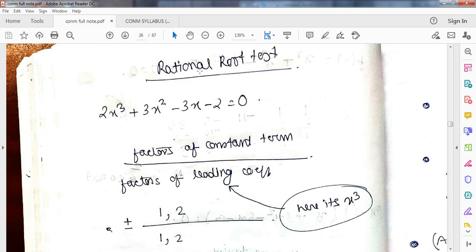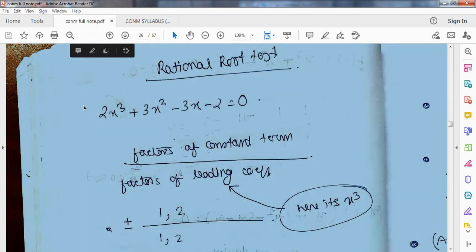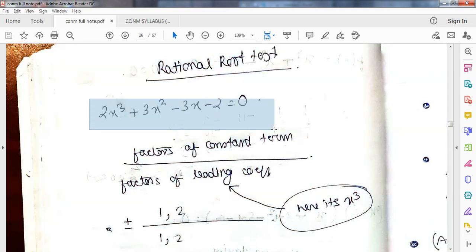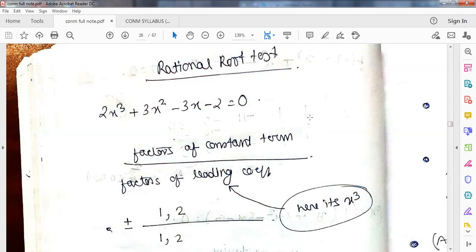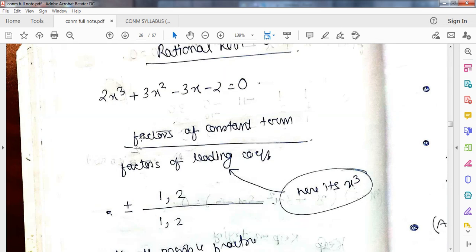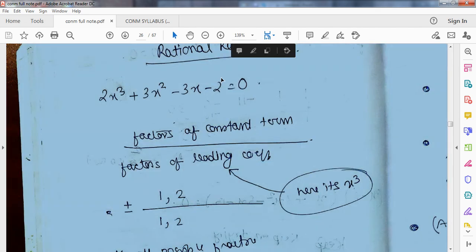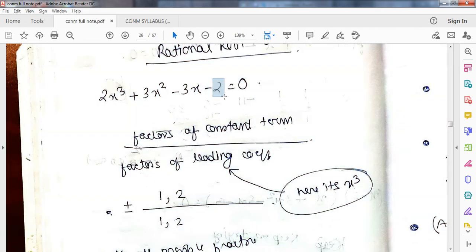This is the rational root test. Suppose you have been given only a polynomial, and I am asking you to find the root. So you have to start somewhere. On the numerator we will write the factors of the constant term. So what is the constant term in this particular polynomial? 2 is the constant term. And what are the factors of 2? 2 can have only two factors: either it is 1 or it is 2 itself. So these are the factors.